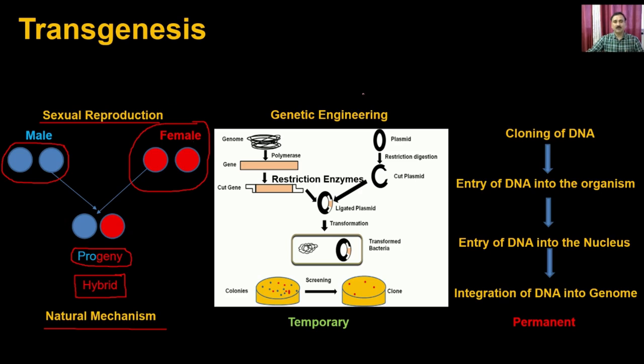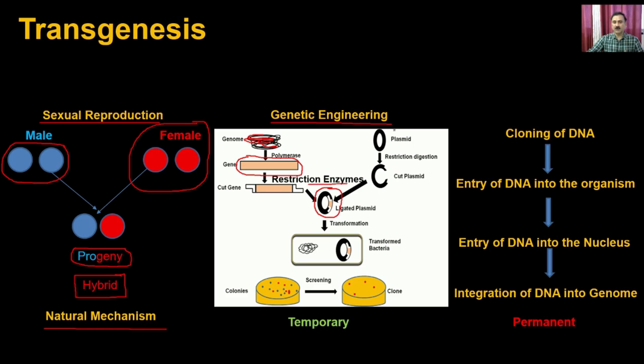Compared to that, you can generate a transgenic animal with the help of genetic engineering. If you recall, while we were discussing biotechnology principles and processes, we discussed how you can generate chimeric DNA. What you have to do is first isolate a genome, and then from the genome isolate the gene of your interest, and then the gene of interest has to be digested with the restriction enzymes.